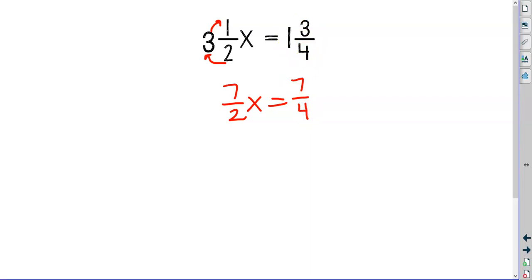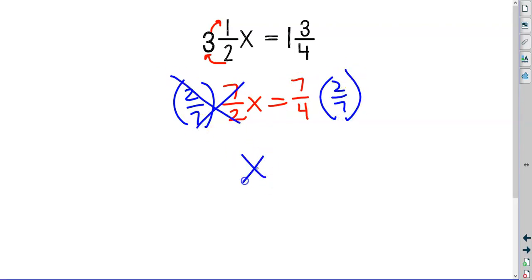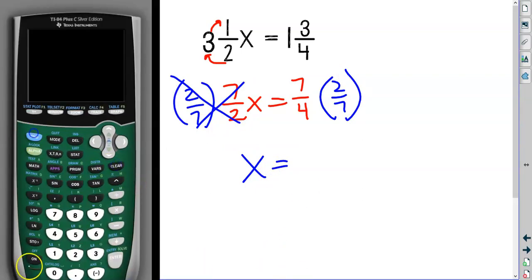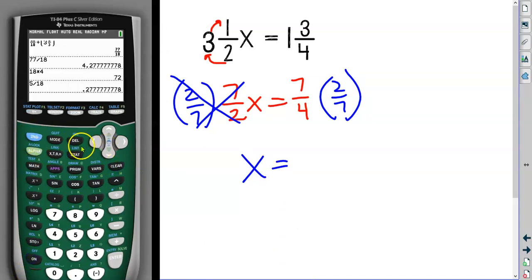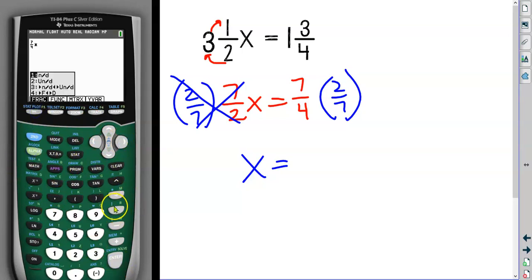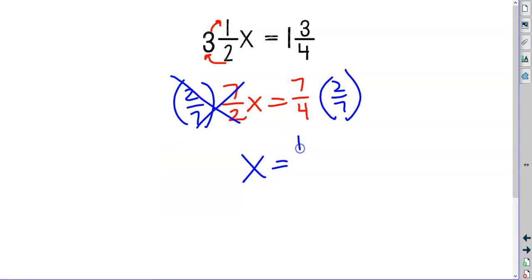Now I can perform my inverse operations. Multiply by the reciprocal. Again, to review how to do the fractions on the graphing calculator, you're going to press the alpha y equals button. So alpha y equals 7/4, arrow to the right, multiply by 2/7. That was easy enough.